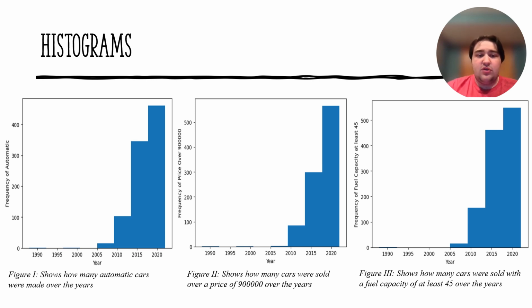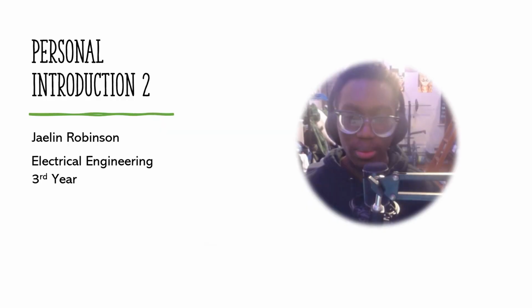And then figure 3 shows how many cars had a fuel capacity over 45. The importance of looking at all 3 of these histograms was to compare them to see how price rose with the different elements of the car. As more cars became automatic and have had higher fuel capacity, the price has also increased.